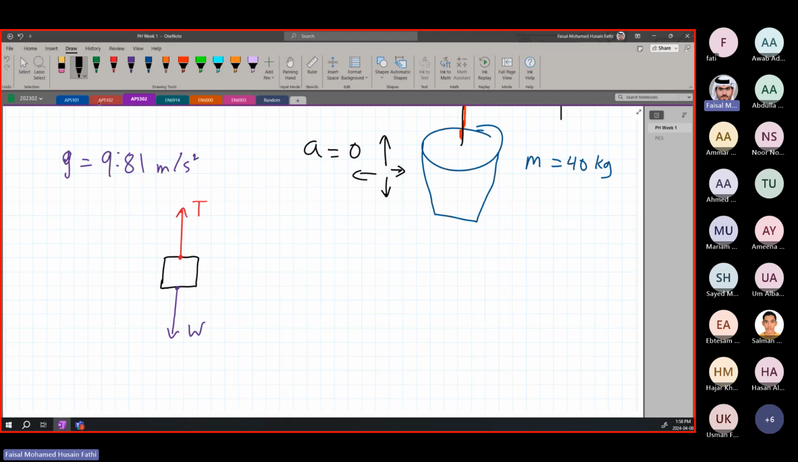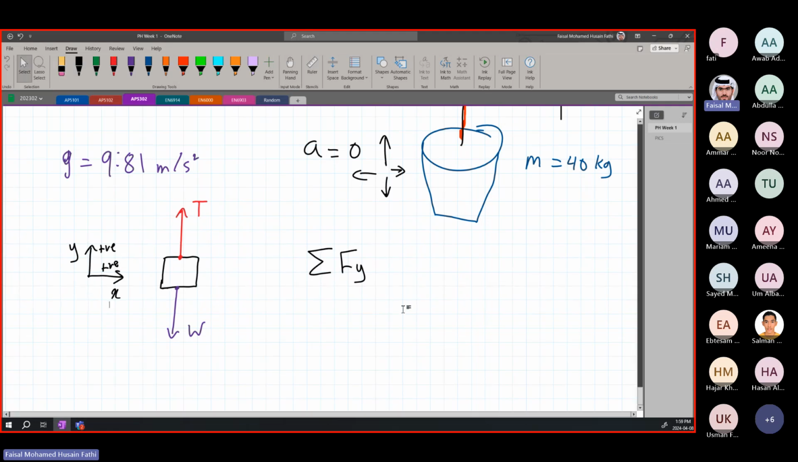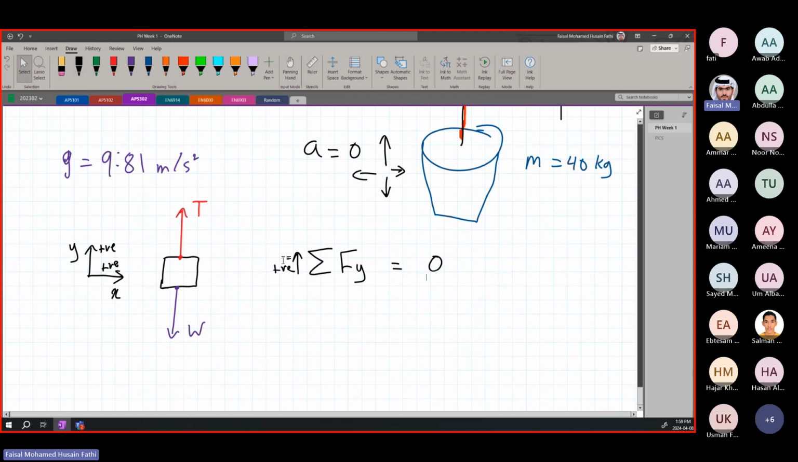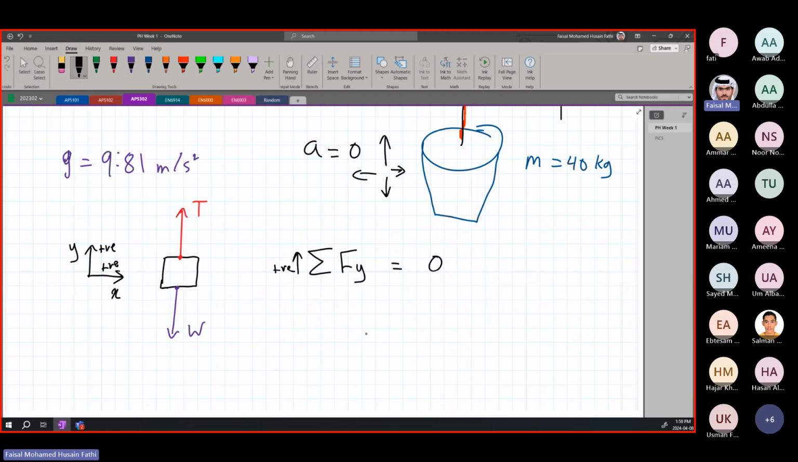Very simply. There's no acceleration anywhere. So we know that sigma Fy, we will consider upwards as our positive direction. Upwards for y and right and left for x, even though there are no forces on right and left. So we will call sigma Fy, up positive, equal to 0. Usually they would write something like this next to the summation. This is just to show you that they are taking upwards as the positive direction in this free body diagram. That's all this means.